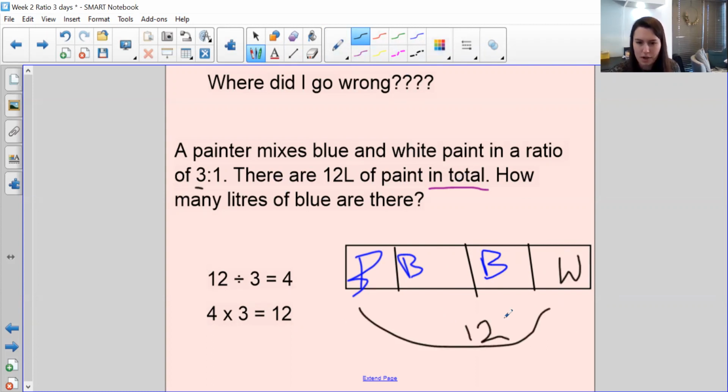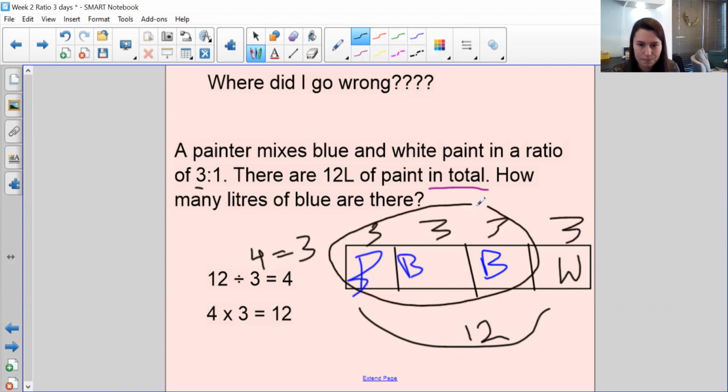So the steps were we take the total and we divide it by how many parts there are. Now I divided it by the 3 blue when actually I needed to know the equal parts by dividing it by 4, which would have given me 3 for each part. And therefore blue would be 9. Straight away I knew something was wrong because there's 12 in total and I got 12 as an answer for blue. So it was quite easy to see something was wrong, but that is where I went wrong. You need to divide by the total amount of parts.